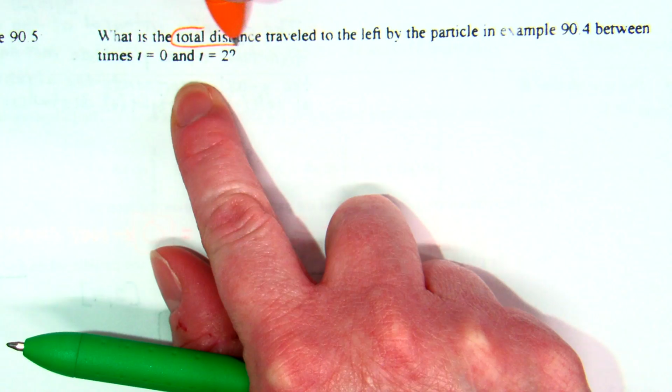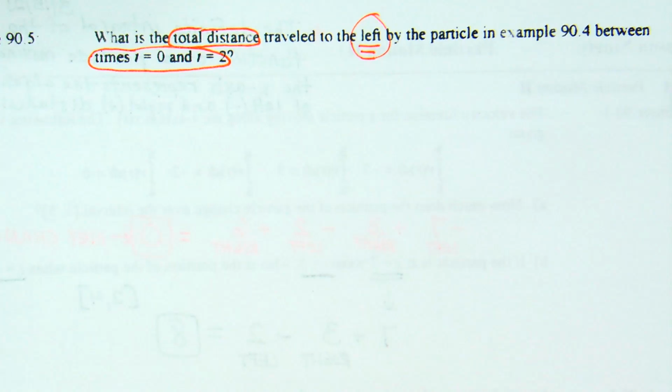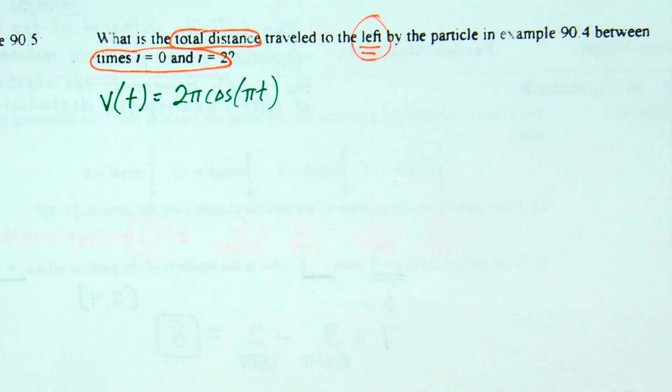Total distance specifically traveled to the left by the particle in example 90.4 between the times t equals 0 and t equals 2. And if you recall from the front side, the problem was v of t equals 2 pi cosine of pi t.